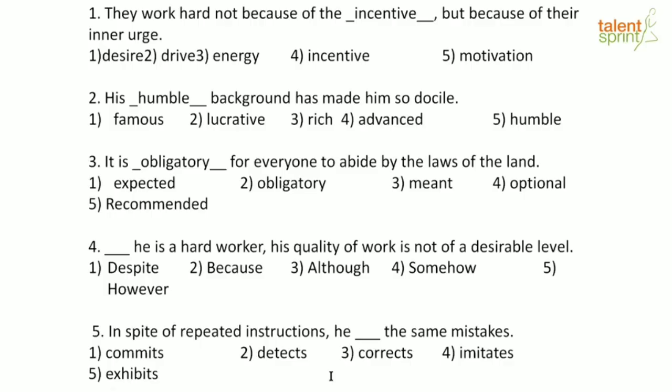Dash, he is a hard worker. His quality of work is not of a desirable level. What are my options? Option 1, despite. Option 2, because. Option 3, although. Option 4, somehow. Option 5, however. Okay, so in this sentence again, we have an antonym hint word, which is not, right? Not. Dash, he is a hard worker. His quality of work is not of a desirable level.